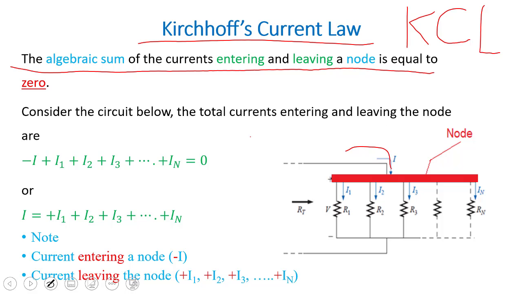You can see the current entering, I, which has a minus sign, and the currents exiting are I1, I2, I3 until IN. They all have a positive sign. In other words, I is equal to I1 plus I2 plus I3 until IN. If a current is entering the node, we give it a negative sign. If it's exiting the node, we give it a positive sign.